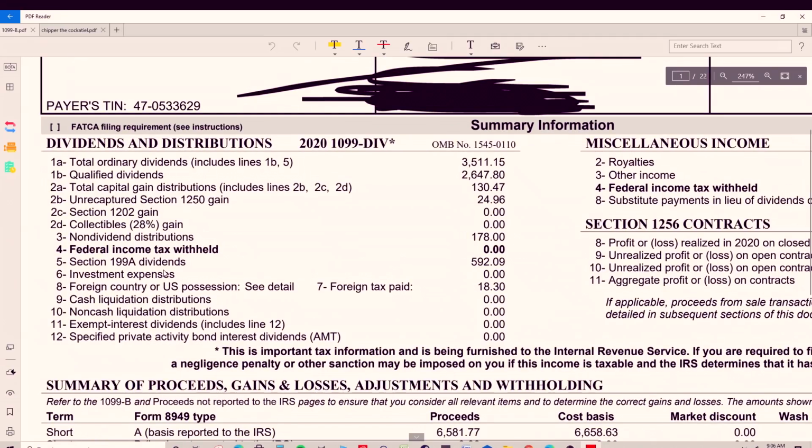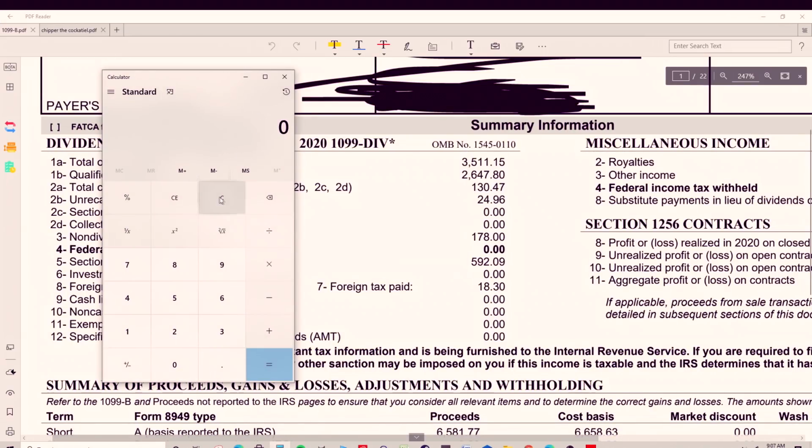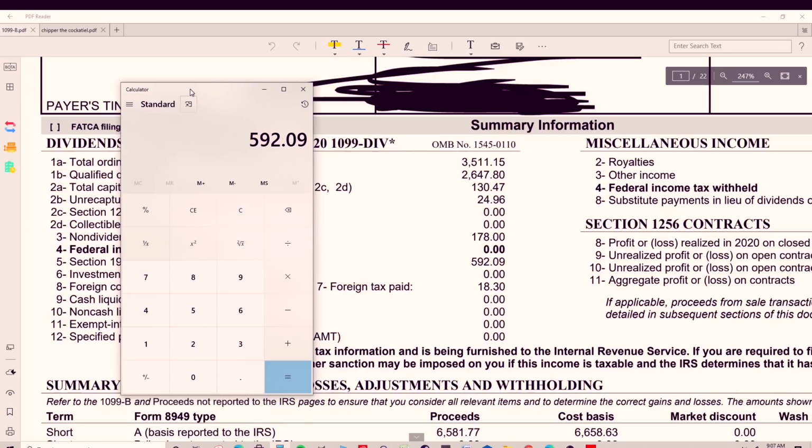Line 5 of the 1099-B deals with section 199A dividends, which is really the qualified business income deduction for certain types of income. This $592 is coming from REITs, or real estate investment trusts, and that's where that comes from. And let's see where this shows up on your tax forms. I've talked about this once before in one of my other tax videos, but for the QBI deduction, you can get up to a 20% deduction for the amount of your section 199A dividends. It can be up to 20%.